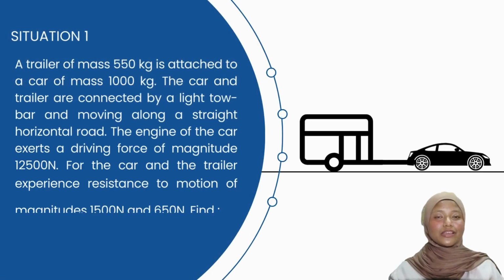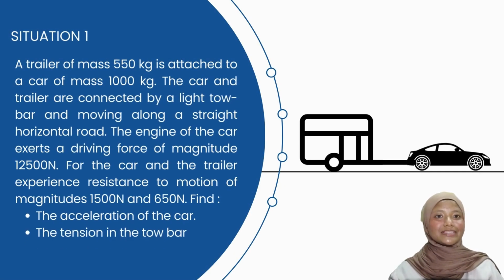A trailer of mass 550 kg is attached to a car of mass 1000 kg. The car and the trailer are connected by a light tow bar, moving along a straight horizontal road. The engine of the car exerts a driving force of magnitude 12,500 Newton. The car and the trailer experience resistance of magnitude 1,500 Newton and 650 Newton. First, find the acceleration of the car. Second, the tension in the tow bar.